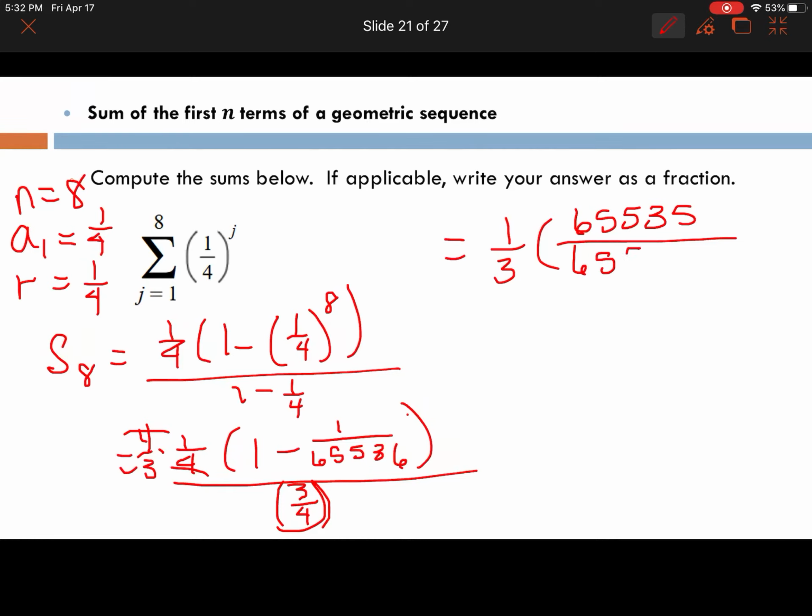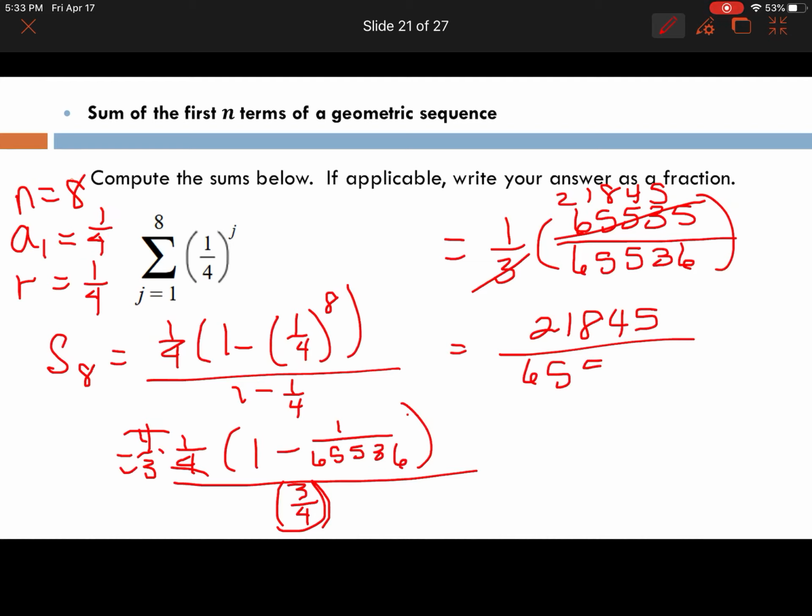over 65,536. Let's just see if we can't take a 3 out of there. So when I divide the 3 out, I get 21,845. So that will be our numerator, 21,845 over 65,536.